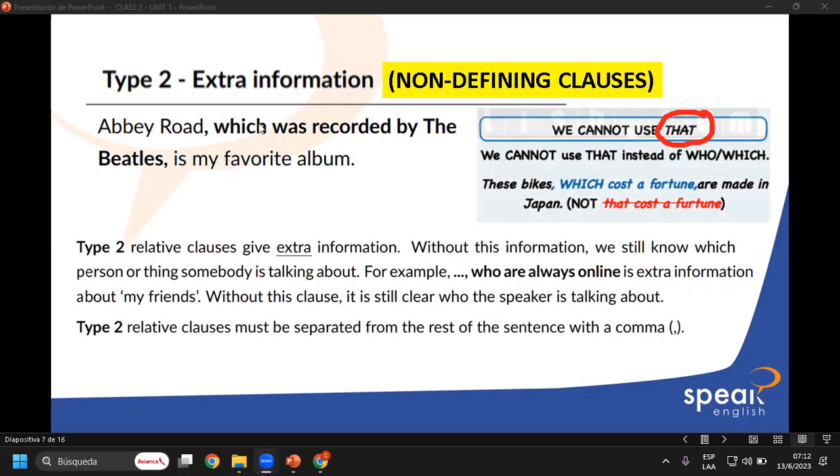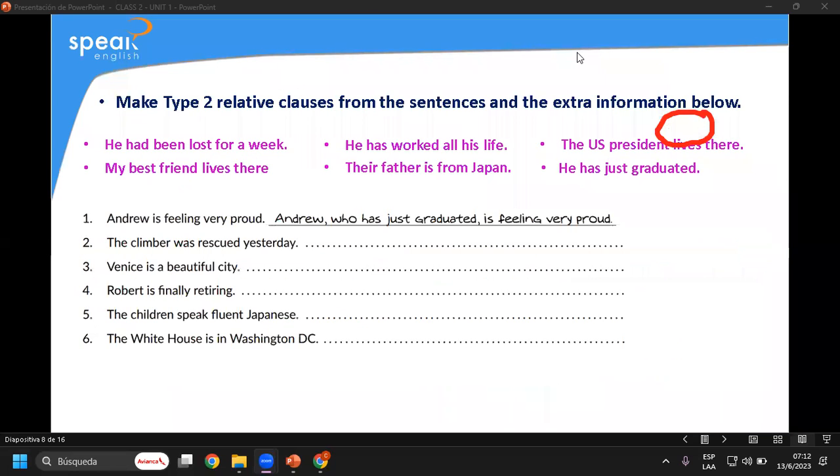For example, "which was recorded." We cannot say "that was recorded." No. So we cannot change who or which for that. Is it clear? Yes. So let's see some examples. I have here some sentences. These are some main clauses. They make sense by themselves, but we need to add the relative clause.